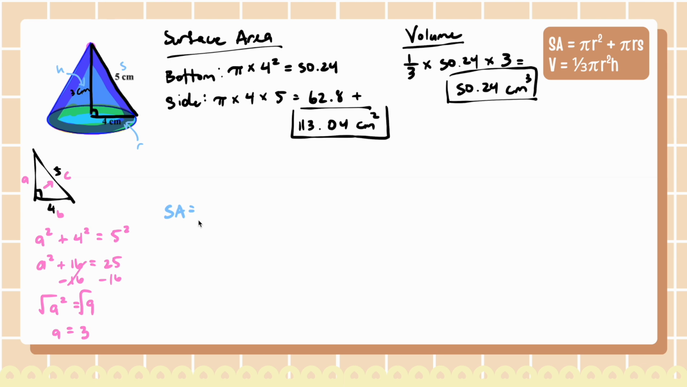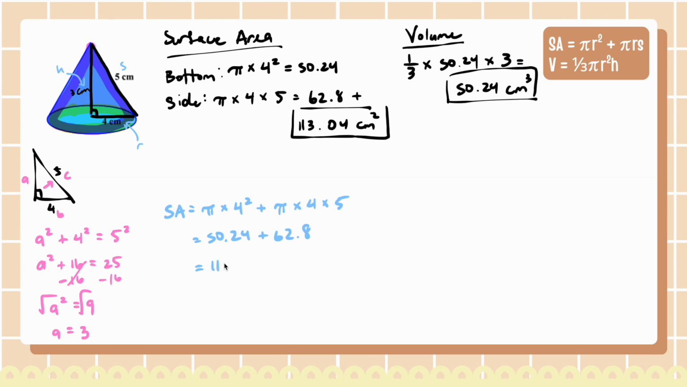So starting off with surface area, we're going to do pi times R squared. So pi times r is 4, so that's going to be 4 squared. We're going to add that to pi times r times s. So pi times 4 times 5. And then if I simplify, notice that I get the exact same thing as I did up here. So this multiplied is going to get me 50.24, plus this multiplied is going to get me 62.8.